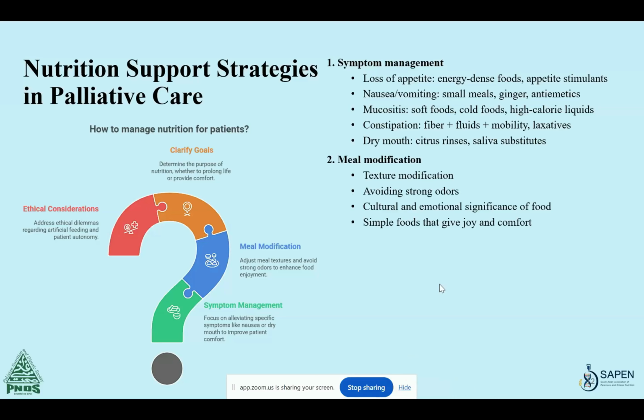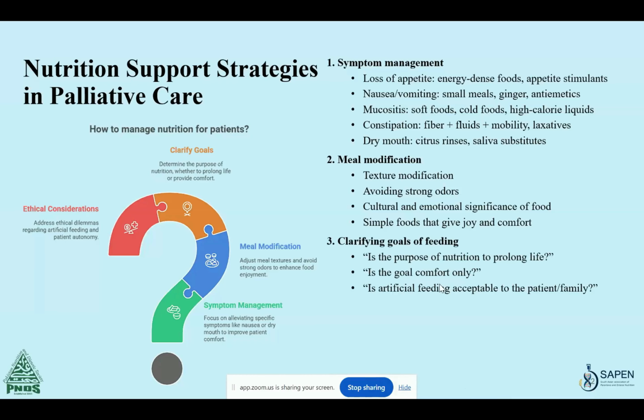For meal modification, of course, texture modification is required, and avoiding strong odors. There must be cultural and emotional significance of food as well, so we should respect it. Simple foods that give joy and comfort to the patient. We should not be very restrictive. No, this will aggravate you further. This is not for you. We should be humble about the choice of food for the patient who is suffering through terminal illness.